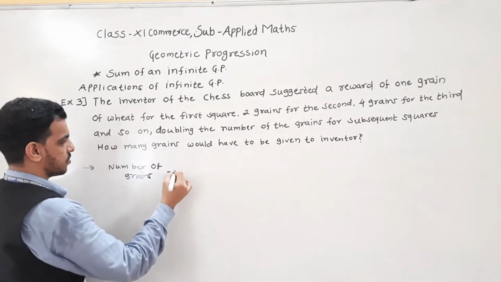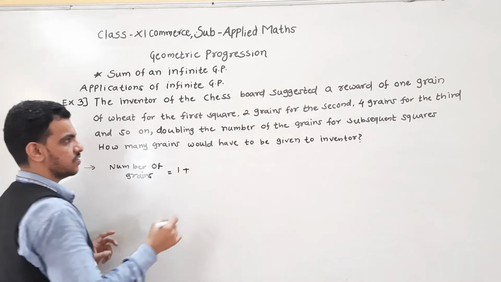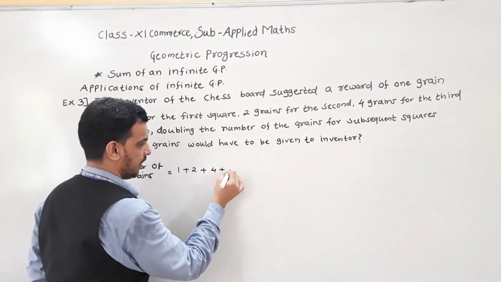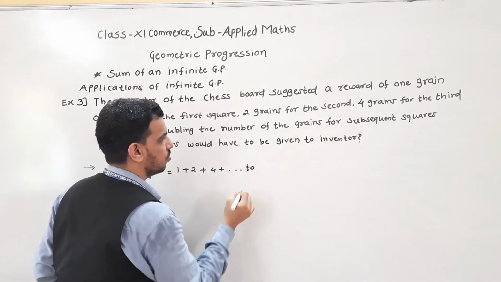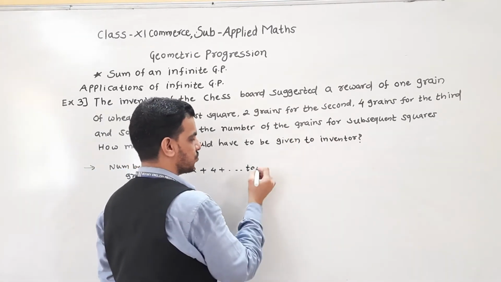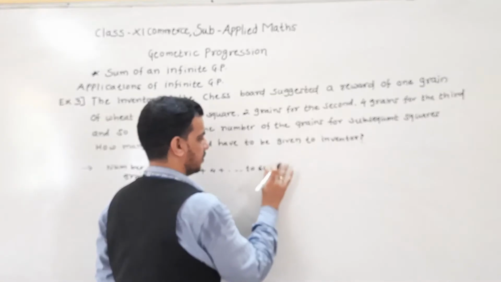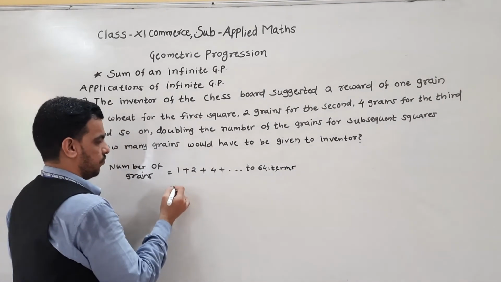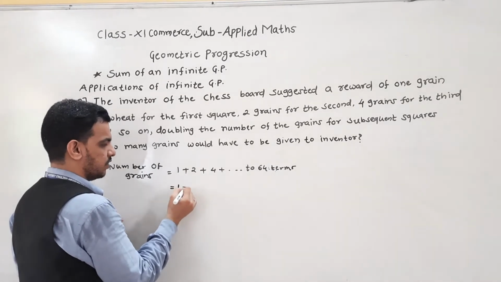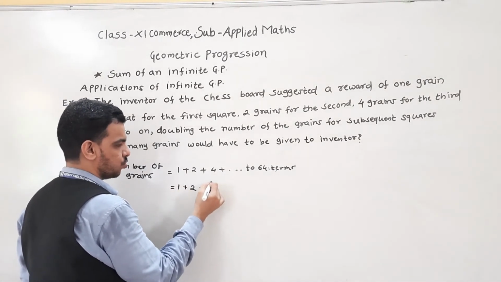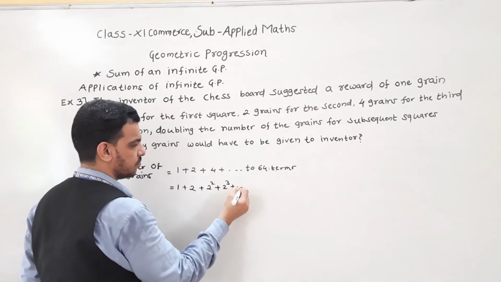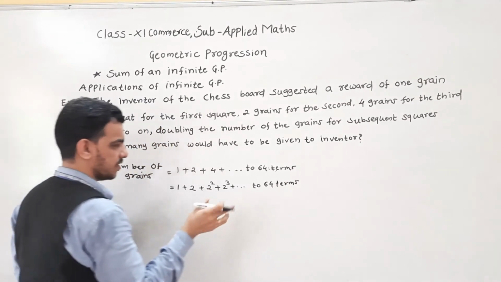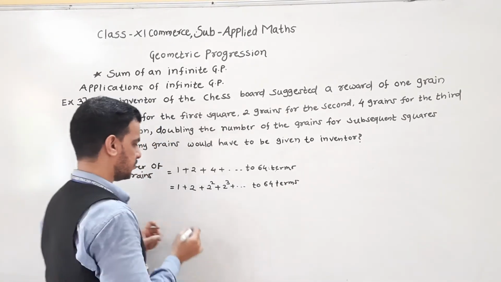For the first square it is 1, for the second square it is 2, for the third square it is 4, and so on. Okay, up to infinity, no, there are 64 squares, so up to 64 terms. Now we can write this as 1 plus 2 plus 2 square plus 2 raised to 3 plus and so on up to 64 terms. Okay, because there are 64 squares.